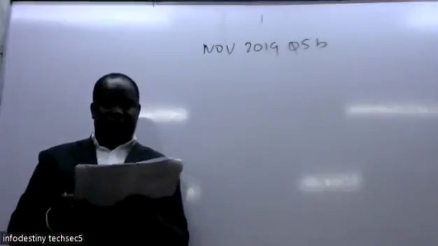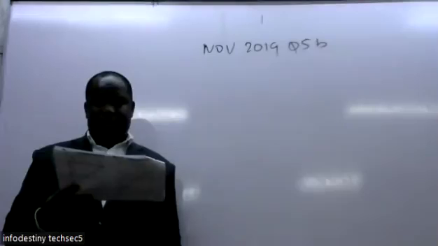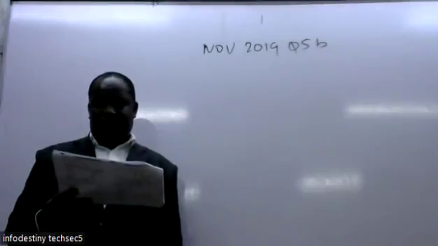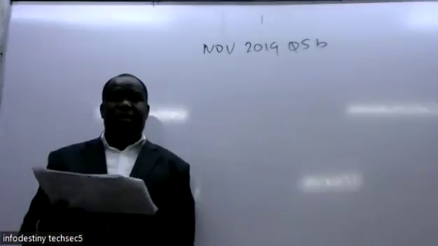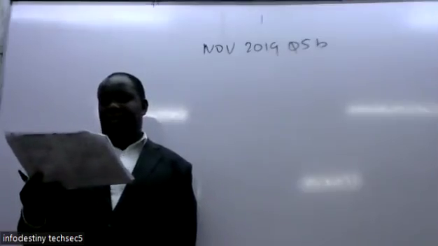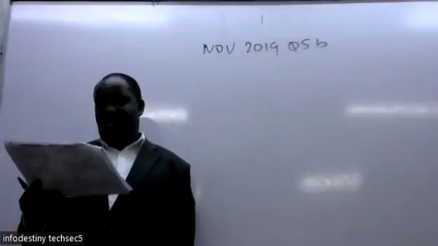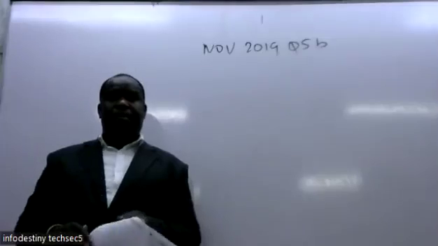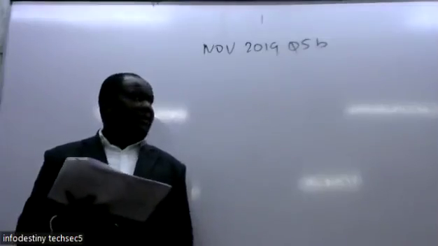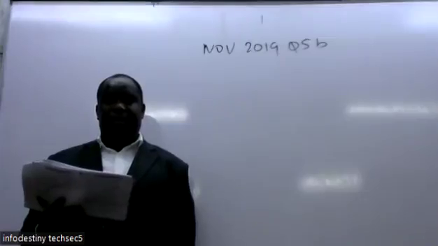The following financial data is available. So they gave you data about the two companies, A Limited and also B Limited. There is annual sales, net income, ordinary shares outstanding, which are in millions. They gave you earning per share, then also market price per share. Apart from that, both companies are in the 30% tax bracket.